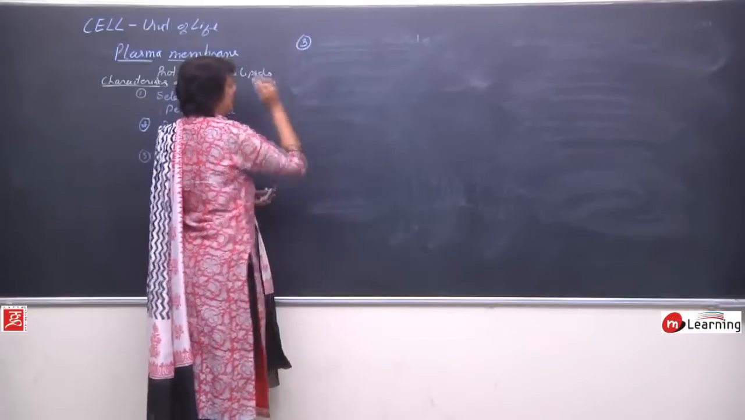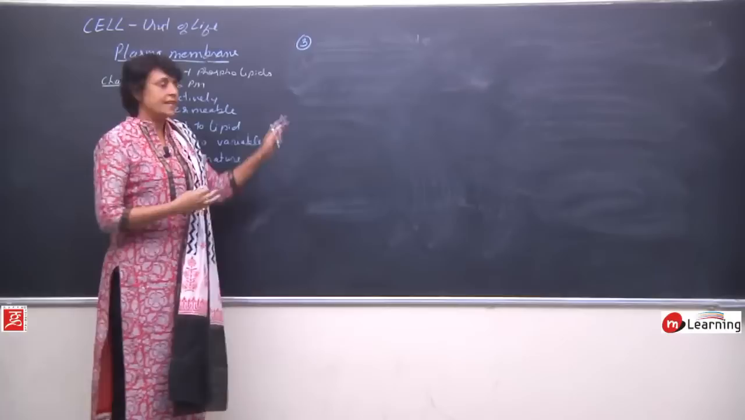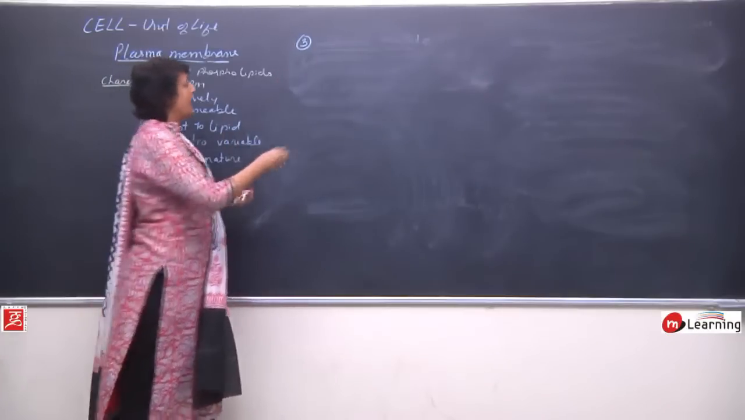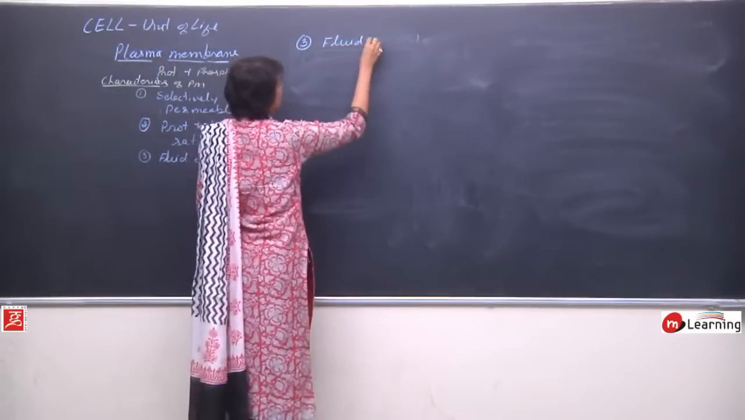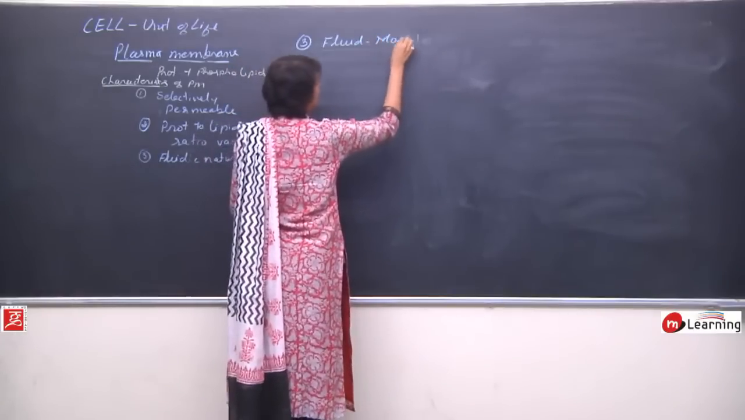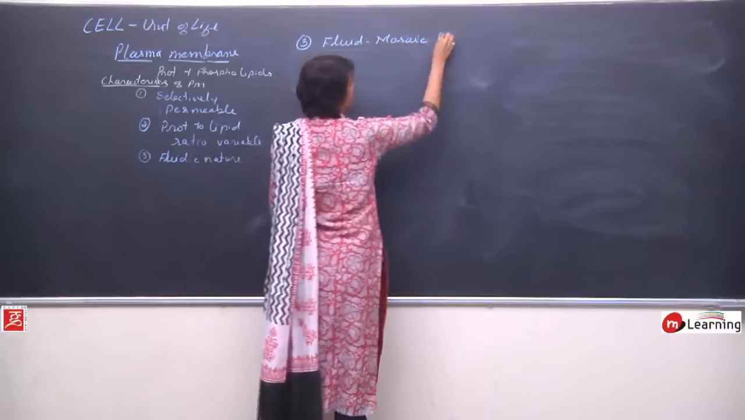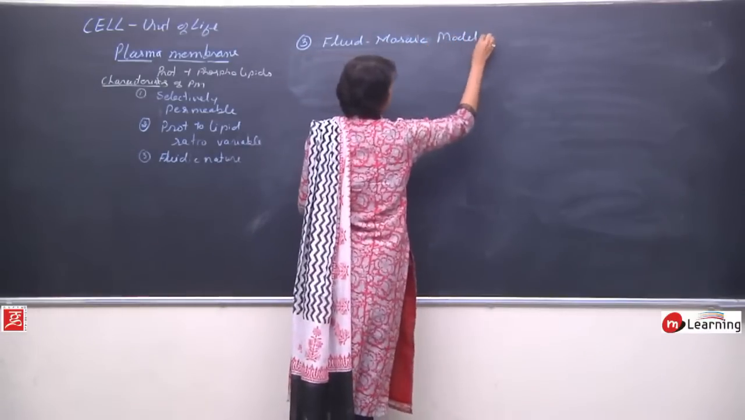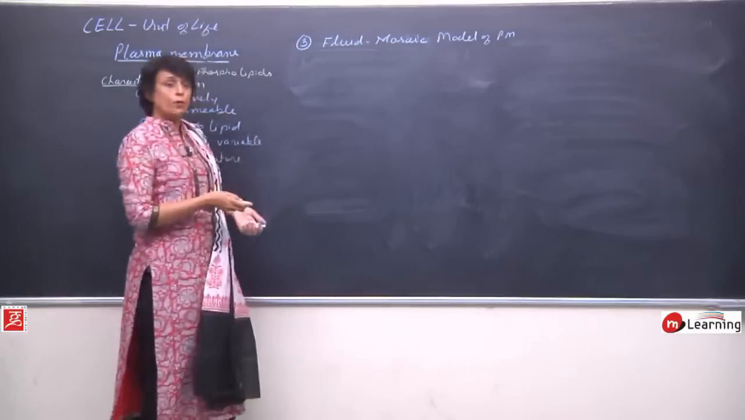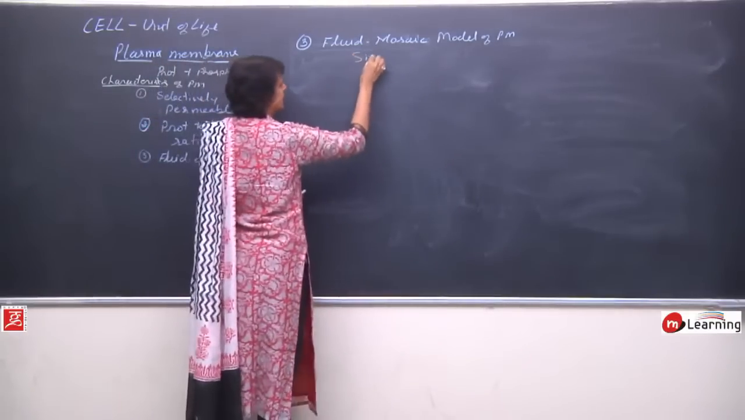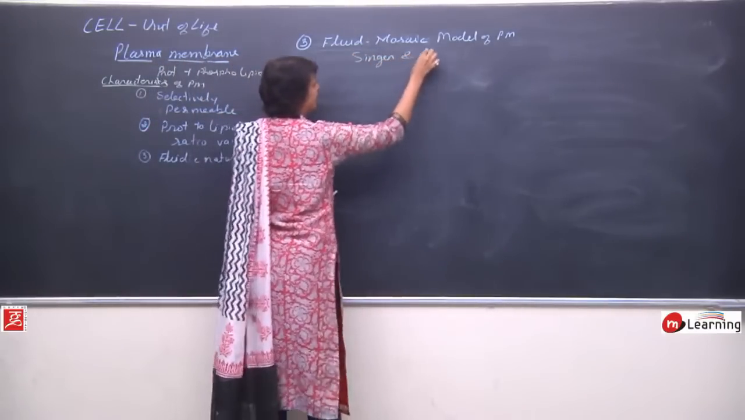The third model was the accepted or the selected model. It has been accepted. We till date use the same model. It is called fluid mosaic model of plasma membrane. It was proposed by Singer and Nicolson.